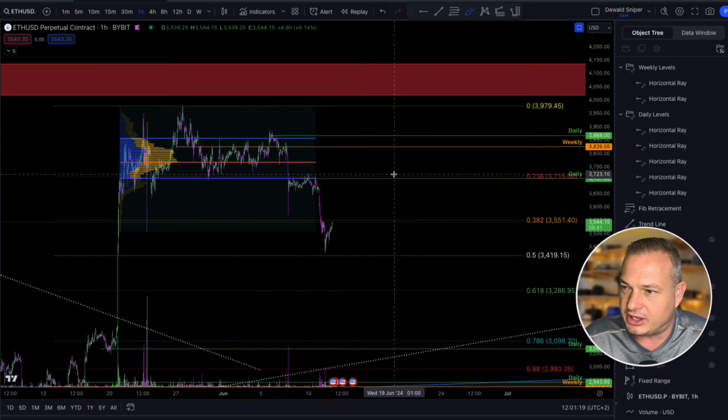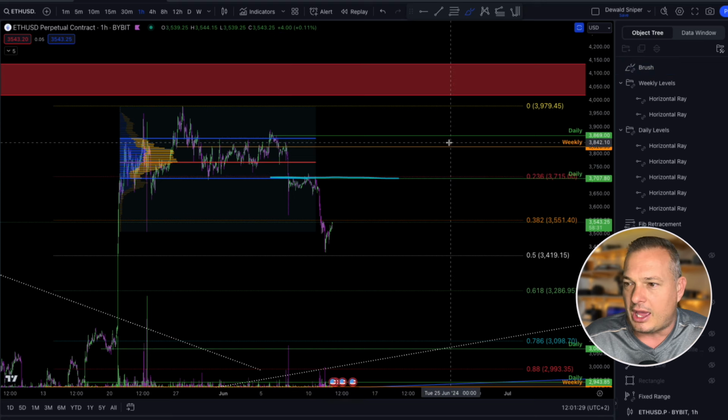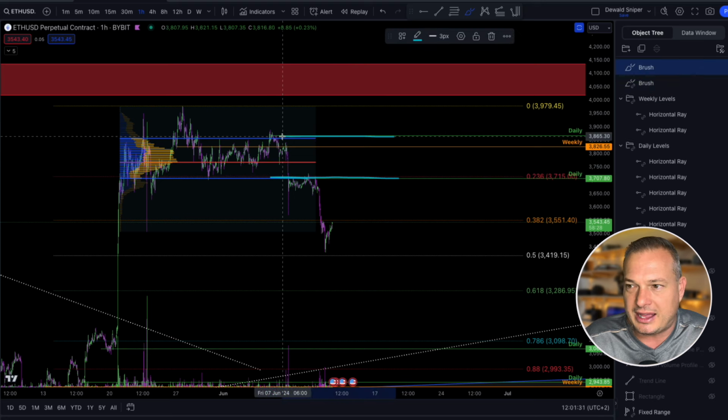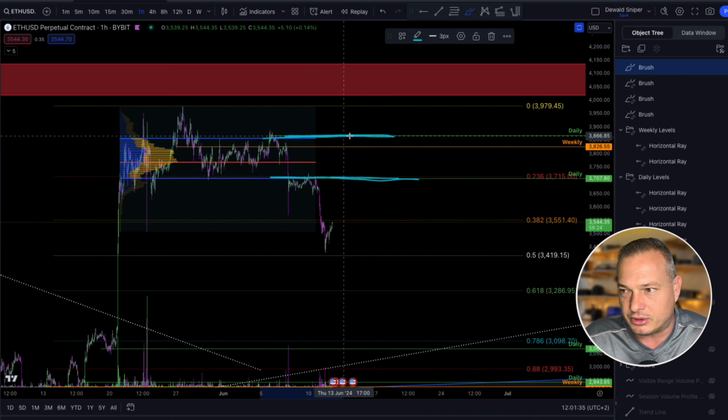Also, we have to acknowledge that ETH has formed a fresh daily level in confluence with this value area low, and also on top we have another daily level at the value area high. So these two areas over here are definitely a possibility for a rejection for continuation to the downside.